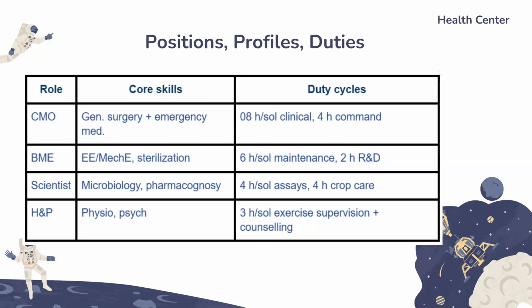Then comes the clinical scientist. Around 4 hours in the lab, handling assays, reagent synthesis, pharmaceutical management, and tissue-based biomanufacturing. The other 4 hours are spent tending to bioreactors and algal loops, which have processes constantly going on that need to be monitored. Then finally, we have the health and performance specialist. Around 3 hours per sol supervising the exercise regime for the whole crew, monitoring cardiovascular outputs, musculoskeletal conditioning, and adaptive workouts for mental health needs.